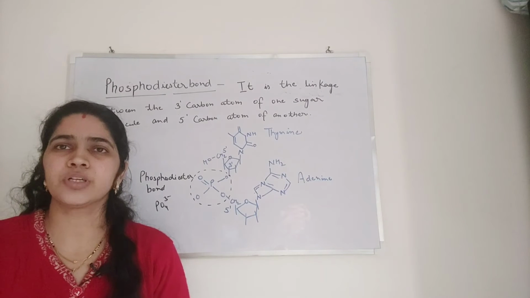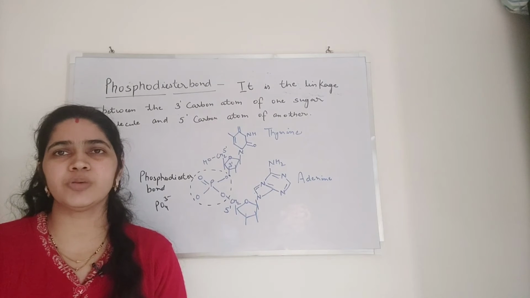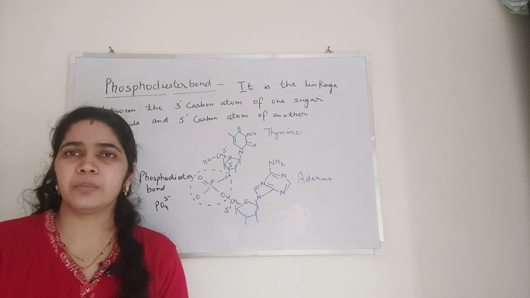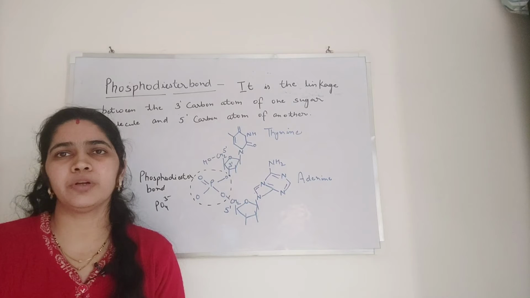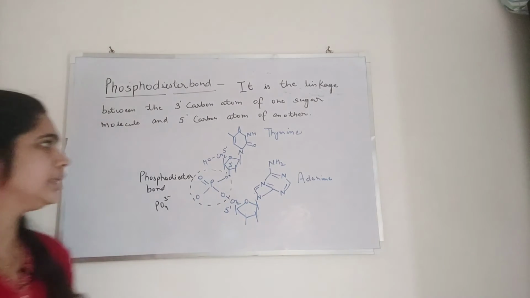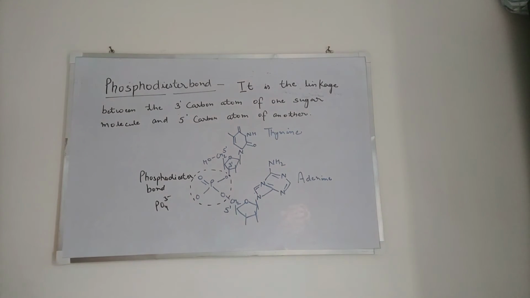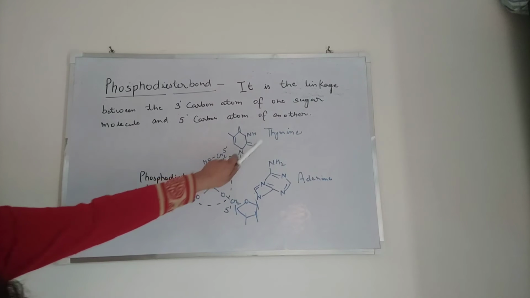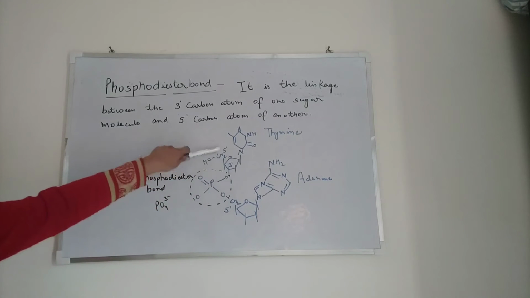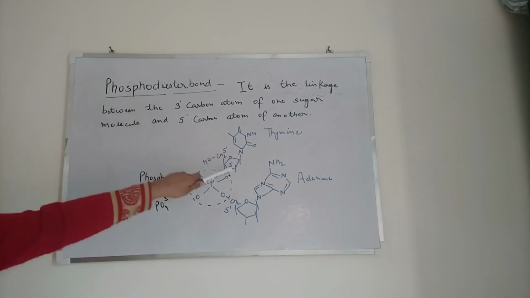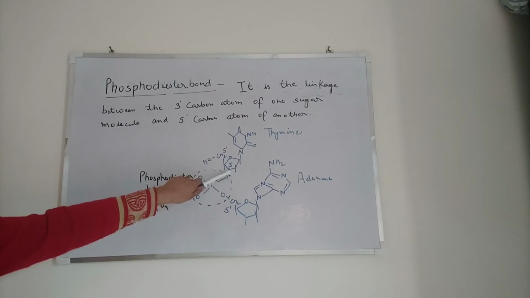Phosphodiester bond. What is the phosphodiester bond? It is the linkage between the 5' carbon of one sugar and 3' carbon of another sugar. Here you can see in the diagram, this is the nitrogenous base thymine, this is a ribose sugar, this is the 5' carbon of the ribose sugar, and here is the 3' carbon of the ribose sugar.